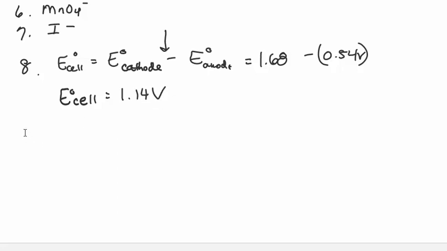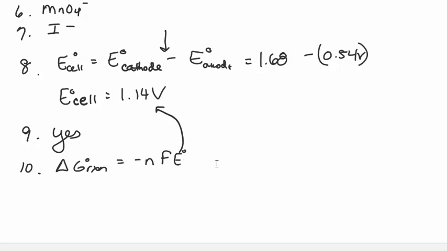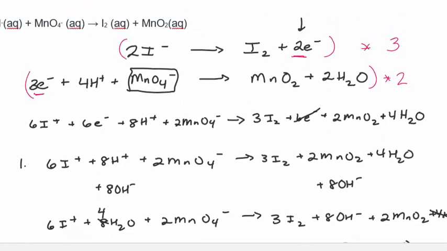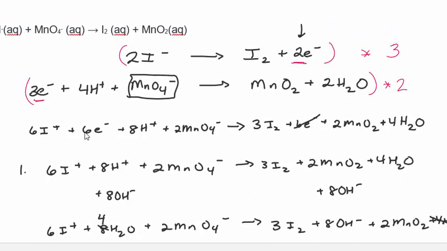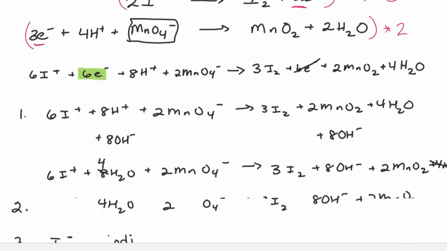Number 9, is this a spontaneous reaction? Well, yes, this is going to be producing electricity here. So yes, this is spontaneous. And number 10, we were asked to find the delta G0 of the reaction. Well, the delta G0 of the reaction is going to be equal to the negative nFE0, and this E is here. So what we don't know then is the delta G. We have the number of electrons, and the number of electrons is from the balanced equation we have right here. So it's that 6 that I'm looking for, and that's why I wrote it out that way.